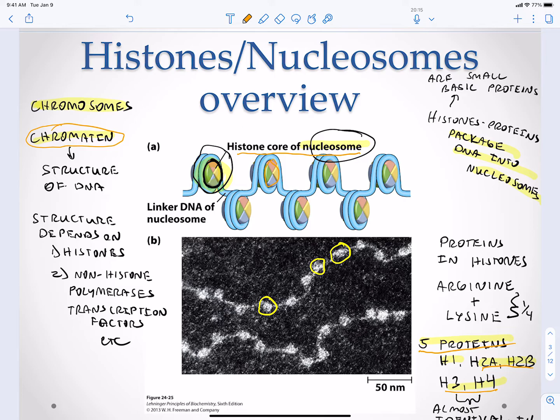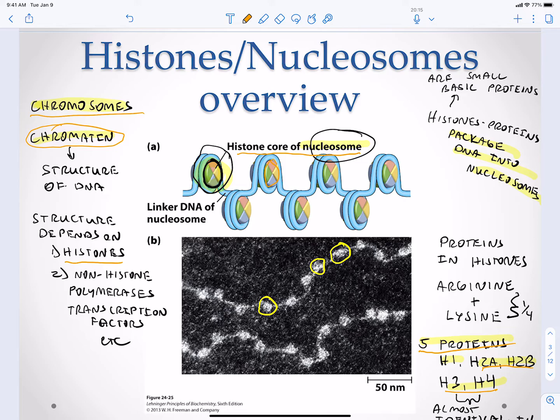So first off, what we're talking about here are our chromosomes. And our chromosomes are going to form structures that are called chromatin. And chromatin is really the structure of the DNA. The chromatin is going to depend on our histone proteins as well as our non-histone proteins that are going to be important, such as our polymerases, transcription factors, and other proteins.